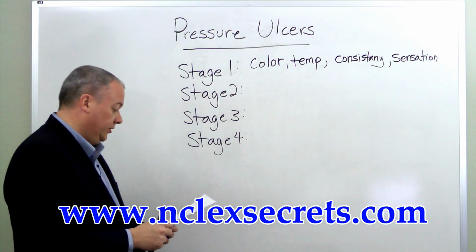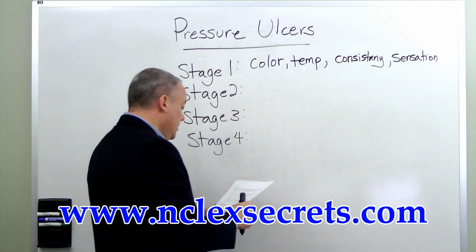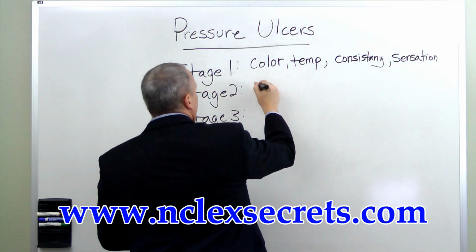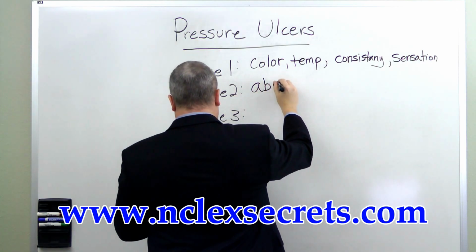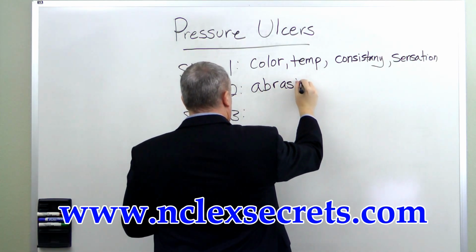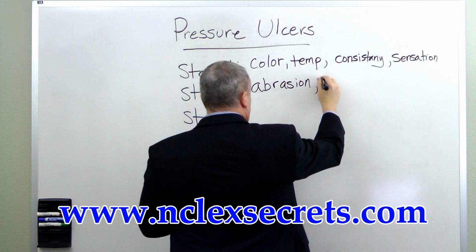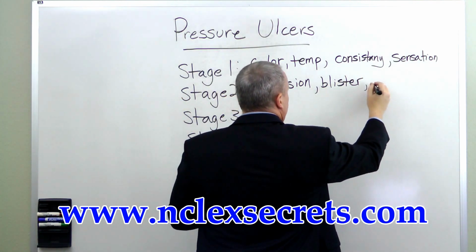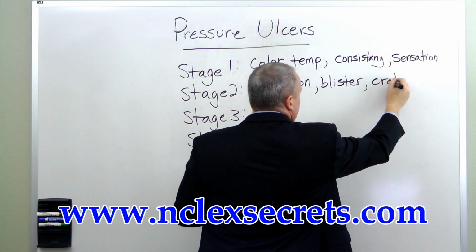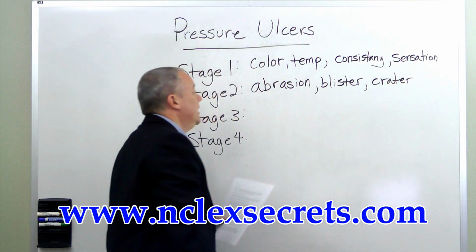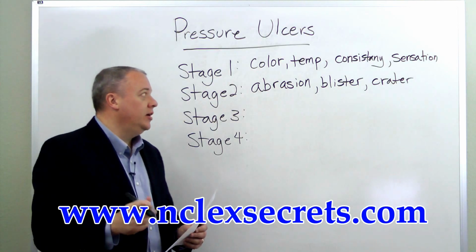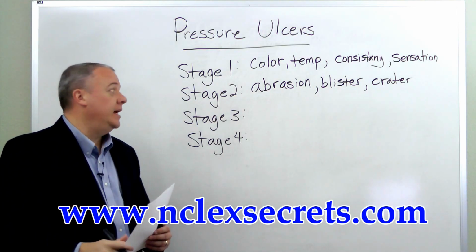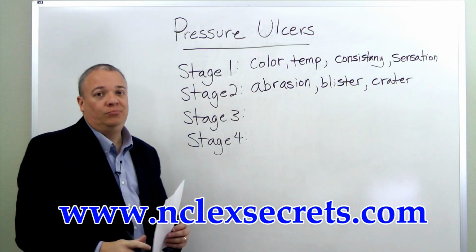Stage 2 pressure ulcers are known by the fact that there's a superficial abrasion, blister, or a shallow crater. So when looking at that particular part of the body, you'd notice an abrasion, a blister, or a shallow crater in that area, which would indicate a stage 2 pressure ulcer.